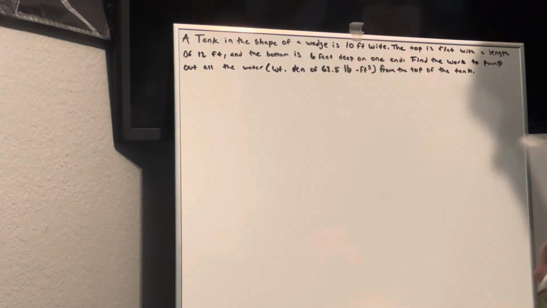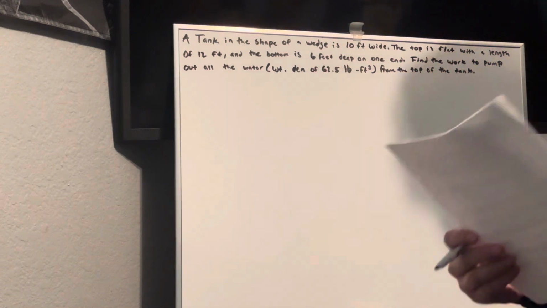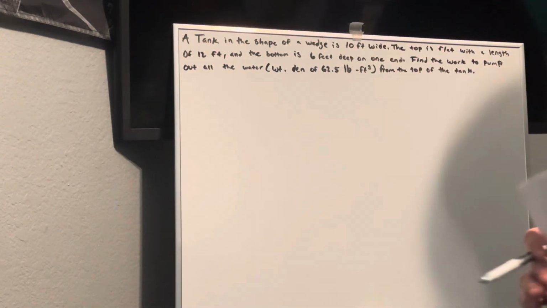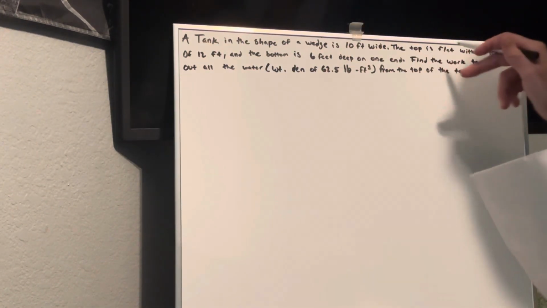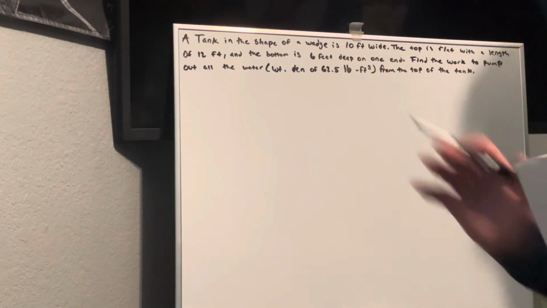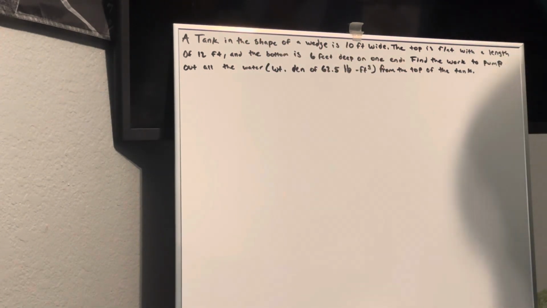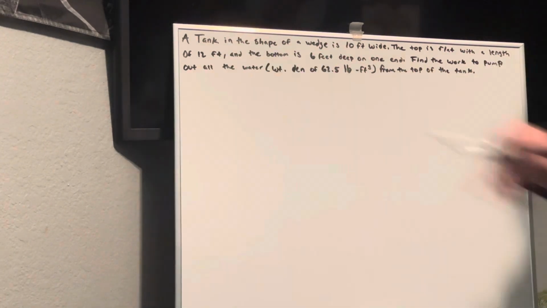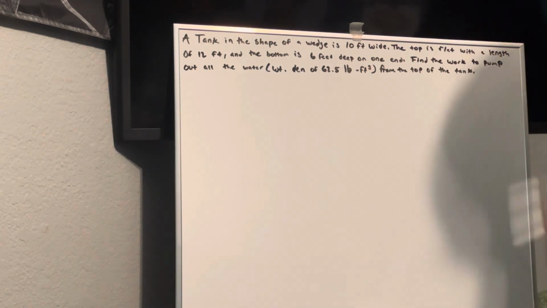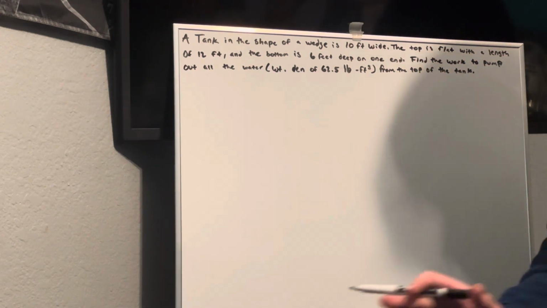All right, so we have problem 7 here. A tank in the shape of a wedge is 10 feet wide. The top is flat with a length of 12 feet, and the bottom is 6 feet deep on one end. Find the work to pump out all of the water from the top of the tank. All right, so we're thinking, first we have to draw the shape.